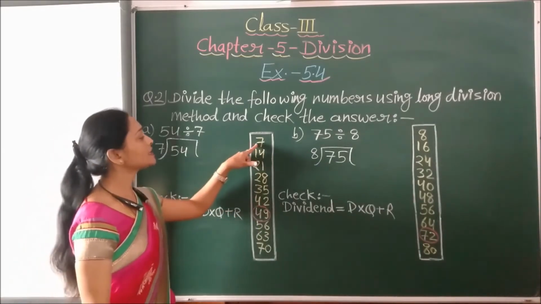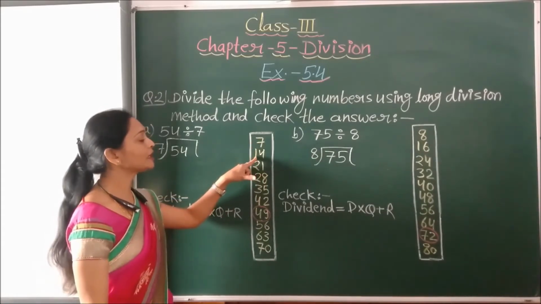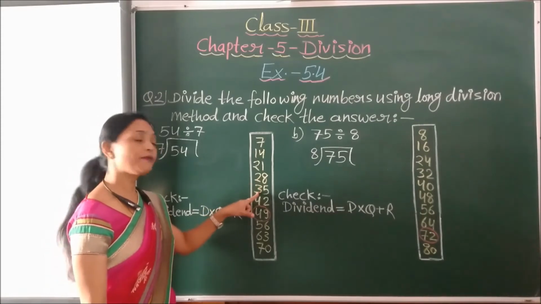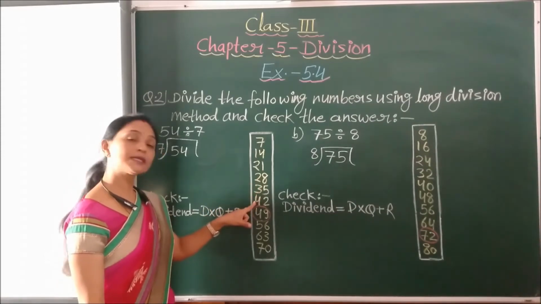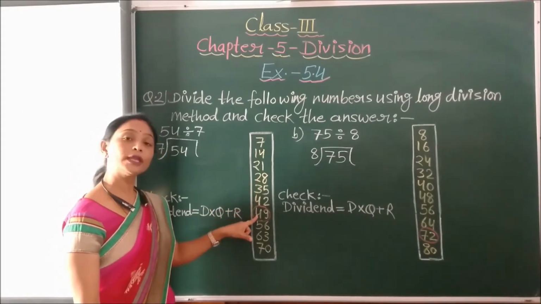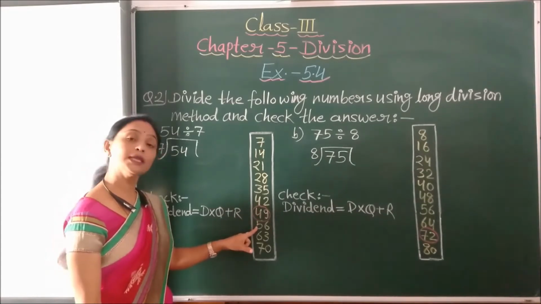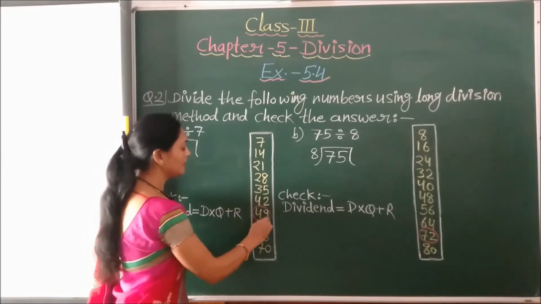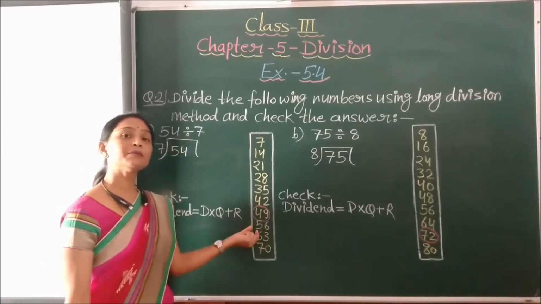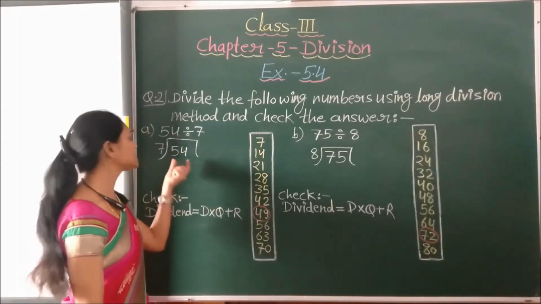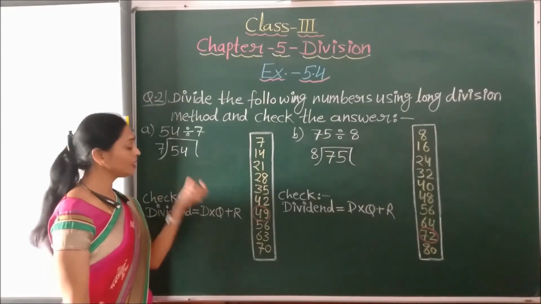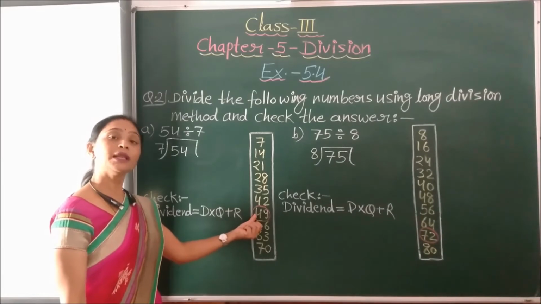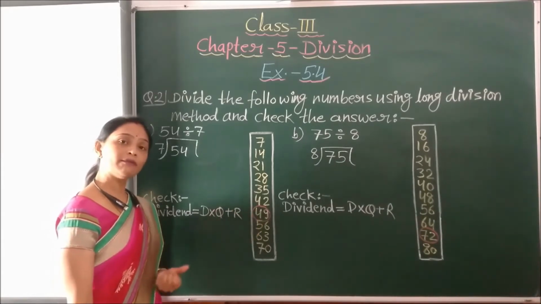So we will see 7 ones are 7, 7 twos are 14, 7 threes are 21, 7 fours are 28, 7 fives are 35, 7 sixes are 42, 7 sevens are 49 and 7 eights are 56. Now see children, if we read this table up till 56, meaning 8 times, then 56 is more than 54. So we cannot take 56.